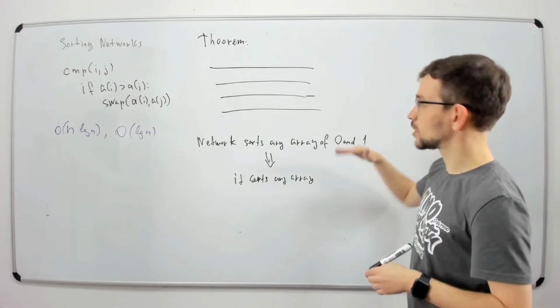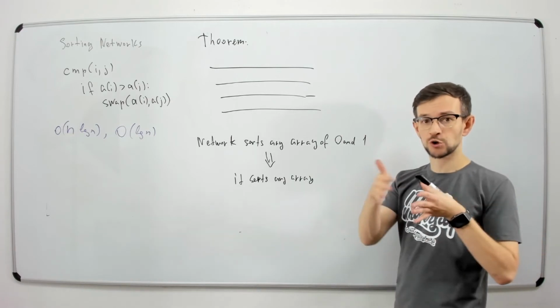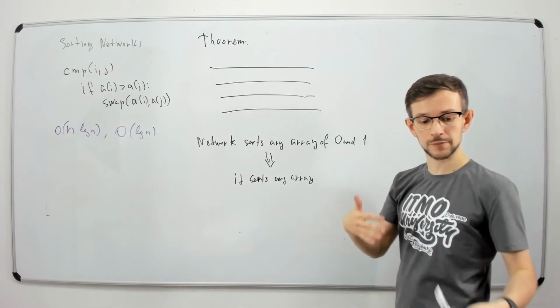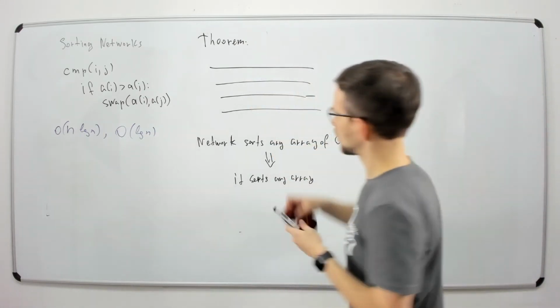So the only property we need for the sorting network to sort any array is to be able to sort any array of zeros and ones. Let's prove this.